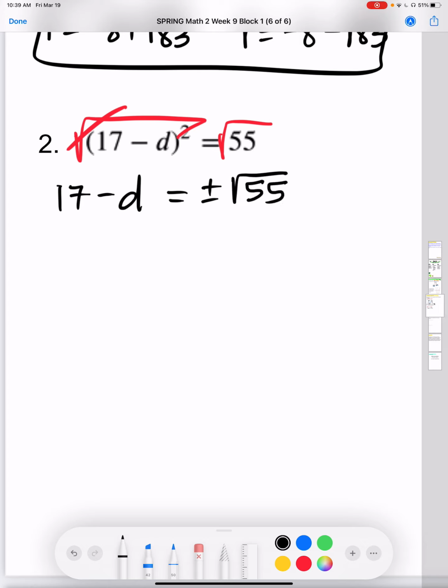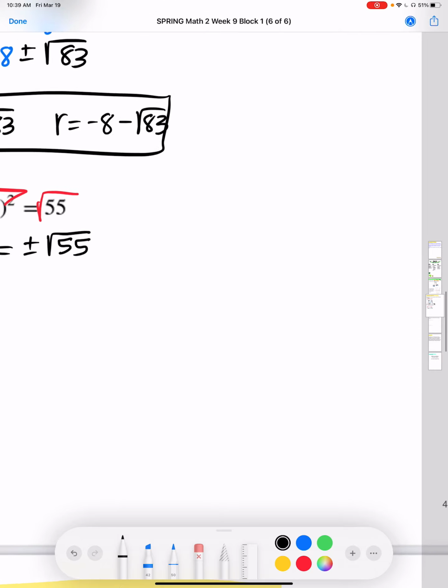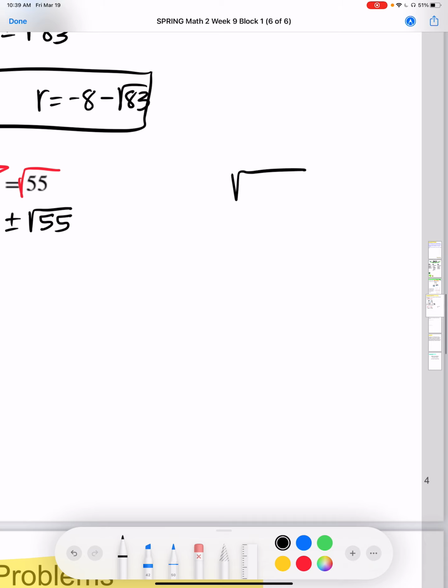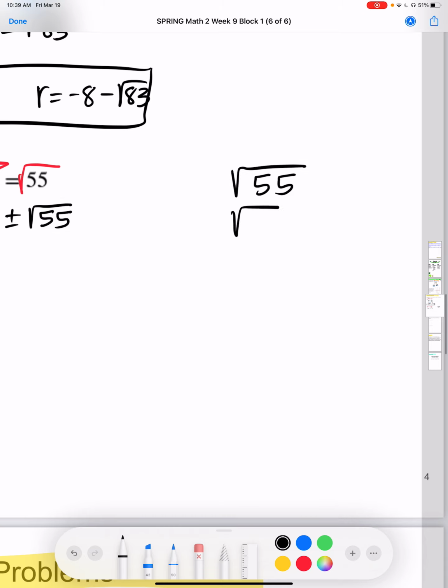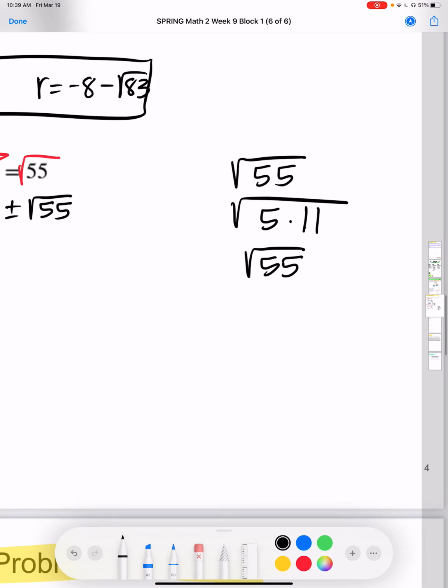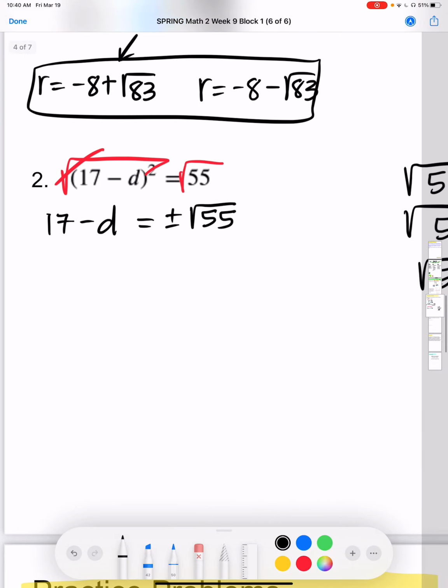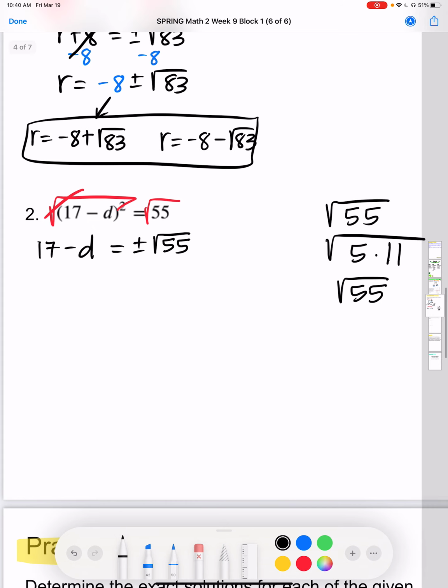Now, if you think of 55, that's not a prime number, but you can try to break it down into its prime factorization. So the square root of 55, I can break that down as 5 times 11. Now, 5 and 11 are both prime numbers, so I'm not able to extract any roots from here. So I can just leave it as the square root of 55. I can't simplify that any further, but let's continue.